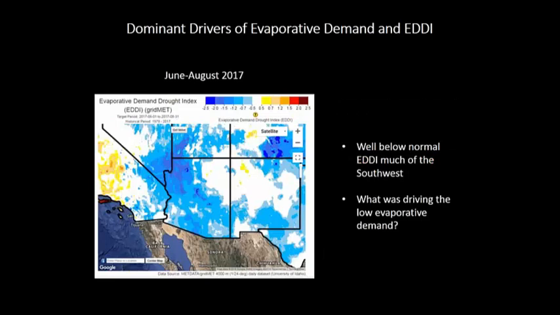So I want to spend some time on this. I put together just a little case study that really illustrates this. So this was the 3-month EDDI for last summer, ending at the end of August and covering the previous summer. And what we see here is a lot of blue over the Southwest, Southern Nevada, Southwest Utah, and Northwest Arizona. So that indicates well below normal evaporative demand. And so we can look and see what was driving that evaporative demand.